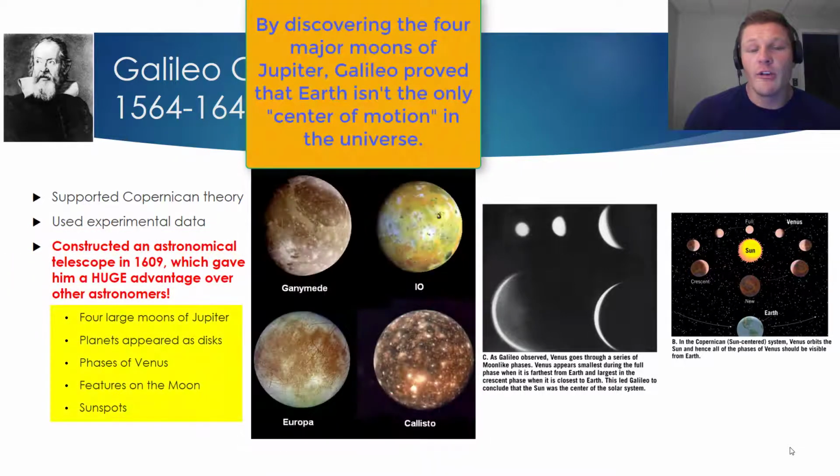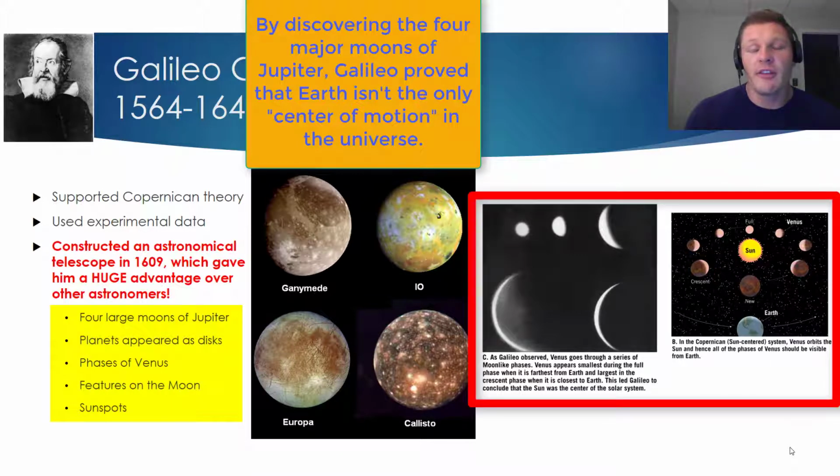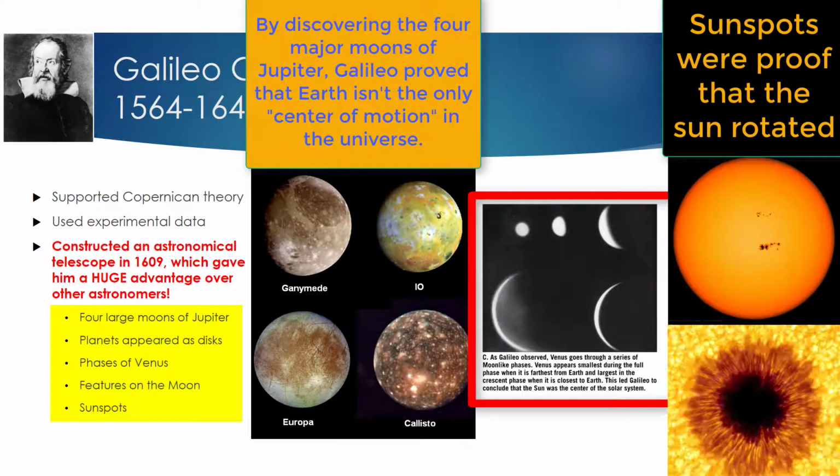Galileo discovered the 4 large moons of Jupiter. He noted that the planets appeared as disks. He directly observed the phases of Venus that verified the heliocentric model of our solar system. He was capable of seeing features of the moon that nobody else could see with their naked eye. And he also discovered sunspots.